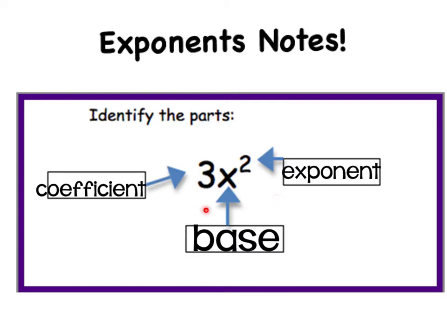So for example, the 3, which is the big number in front, represents the coefficient, okay? The x here represents what we like to call the base. And this little bitty 2 here we call the actual exponent part. These are parts that you guys need to make sure that you understand and know the names for.